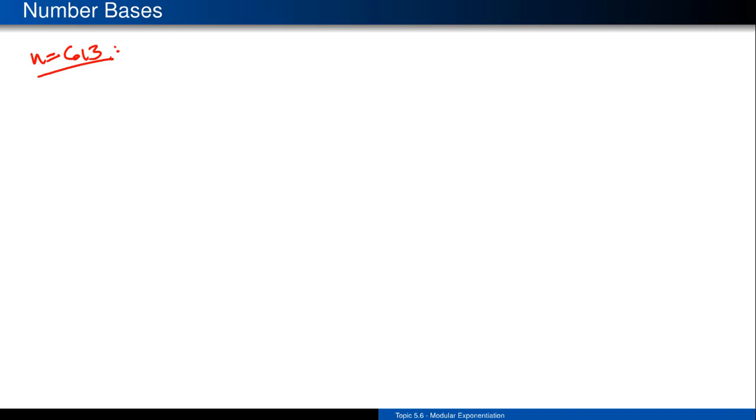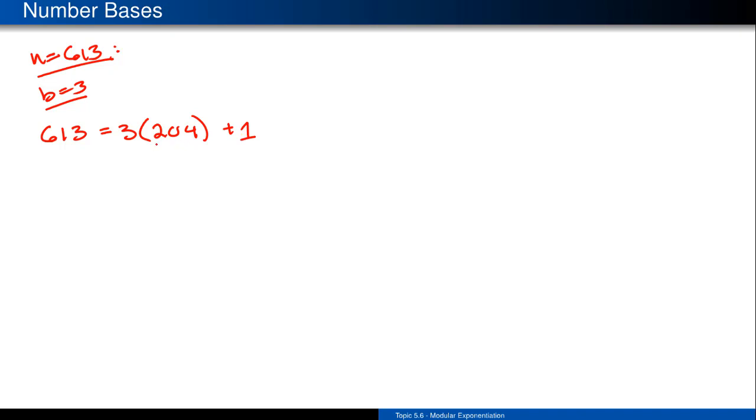So if I wanted to find the, let's say, base 3 representation of that thing, what's going to happen is that you're going to take this number 613 and you're going to divide it by 3. So in this case, I know that the number 3 is going to go into 613 204 times. And what that's going to do is leave me with a remainder of 1.